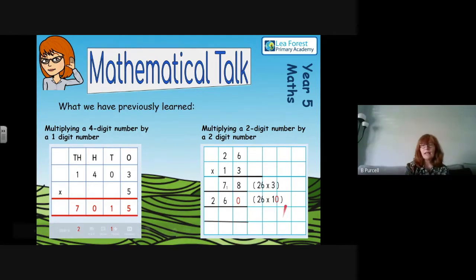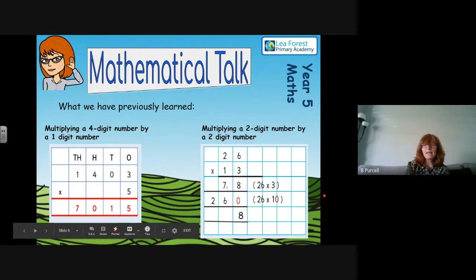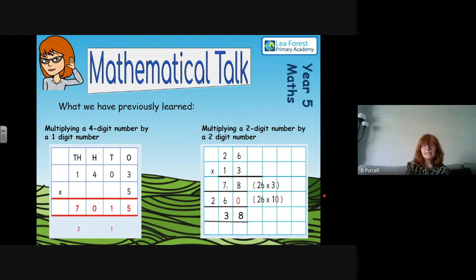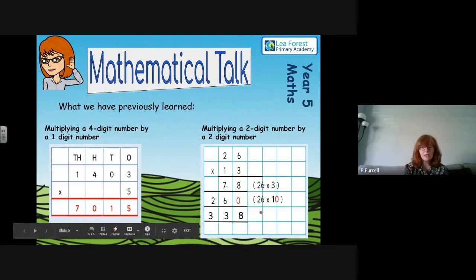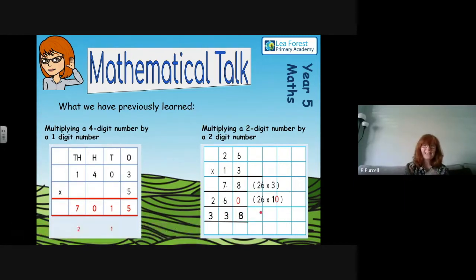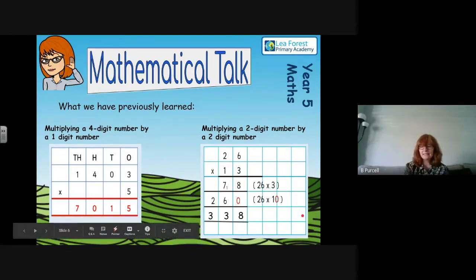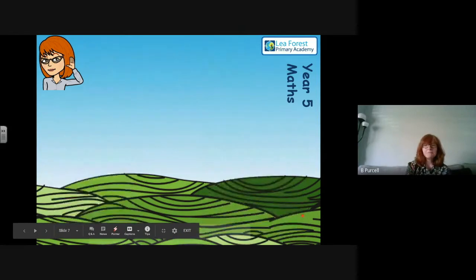And then we have to add these two rows together. So 8 add 0 is 8. 7 add 6 is 13. So we carry the 1. Add 2, add the 1 is 338. So the most important part that you need to remember is that placeholder, because that alters your calculation significantly if you forget to do that when you are multiplying by a 10 number.